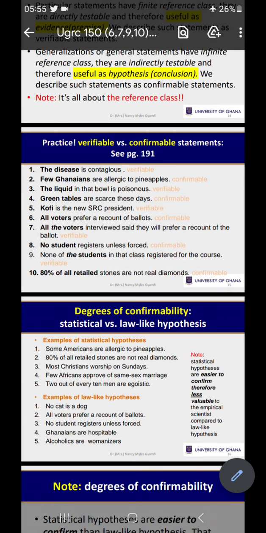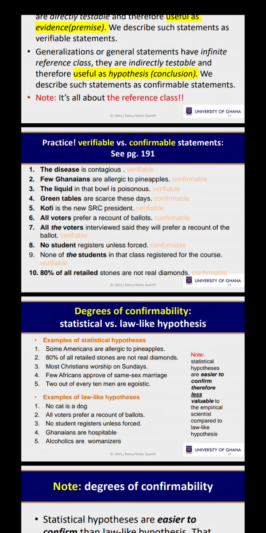If I say all voters prefer a recount of ballots, it is a confirmable statement, because we are making reference to all voters, which includes Chinese voters, Nigerian voters, US voters, Ghanaian voters, and what have you. Everyone that votes has been included. With this, we can't identify these voters, and it becomes a confirmable statement.